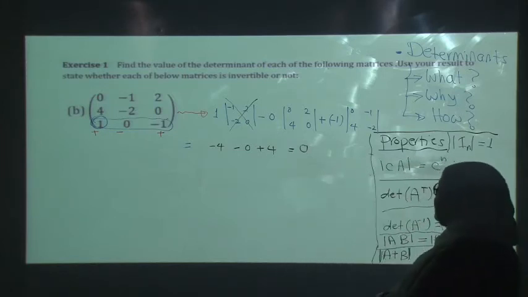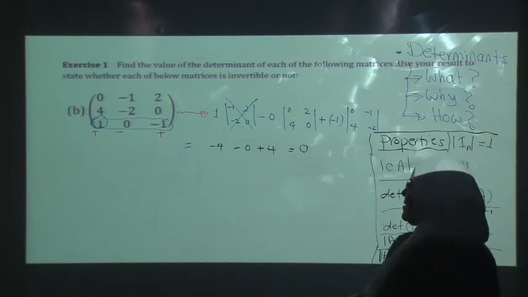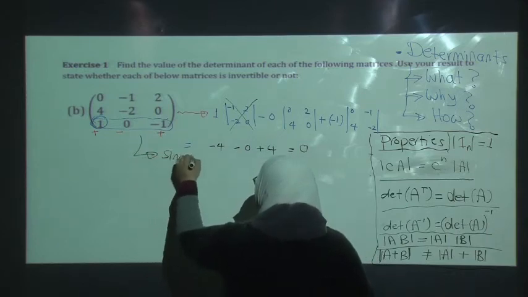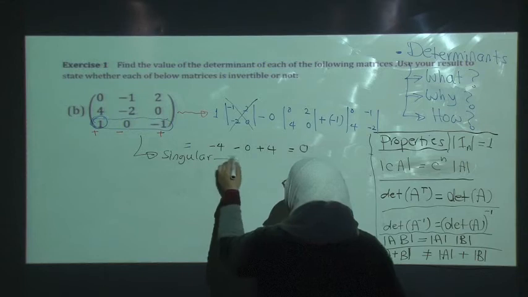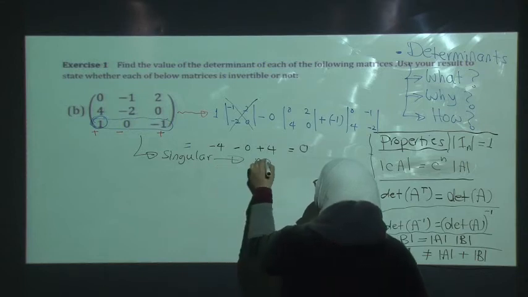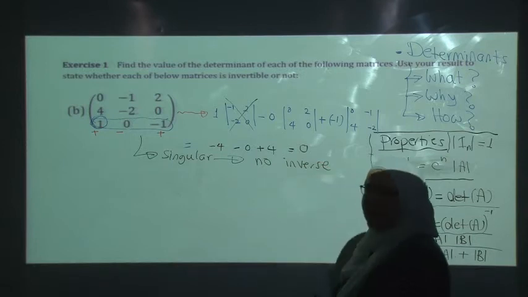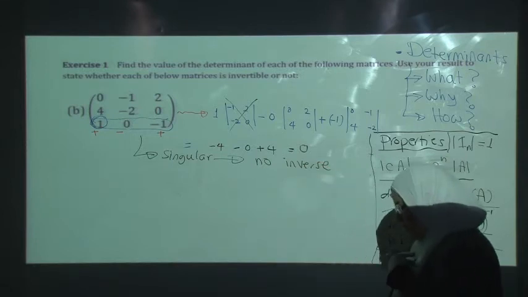And what does it tell, finally, about the inverse of that matrix? It tells that this matrix is singular, which means it doesn't have an inverse. It's not invertible. Fine.